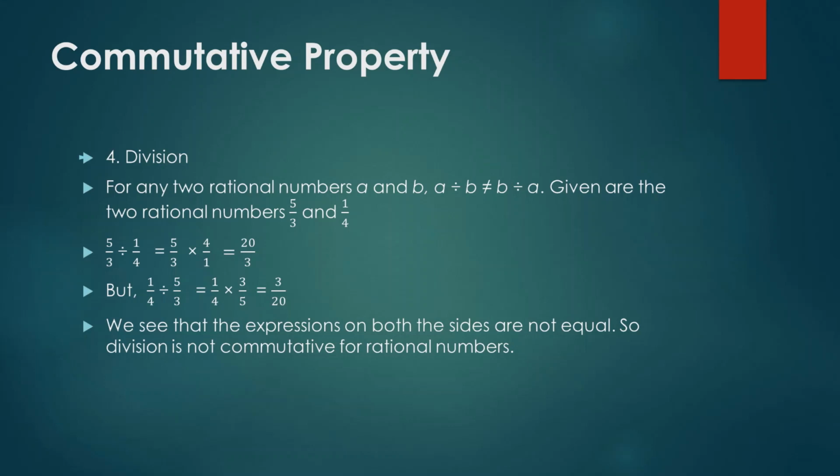Example, 5 upon 3 divided by 1 upon 4 is equal to 20 upon 3. Then 1 upon 4 divided by 5 upon 3 is equal to 3 upon 20. So we see that the expressions on both the sides are not equal. So division is not commutative for rational numbers.